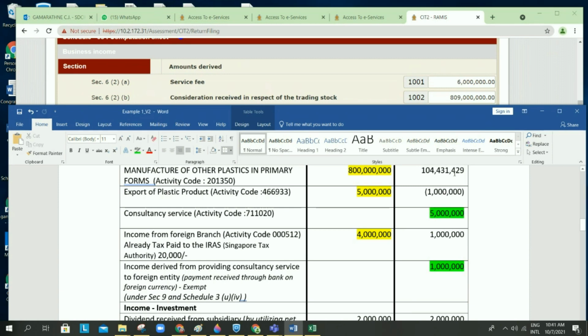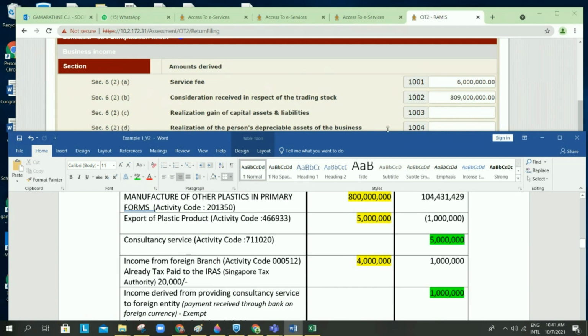Then we concern about the next part. He provides the consultant service.